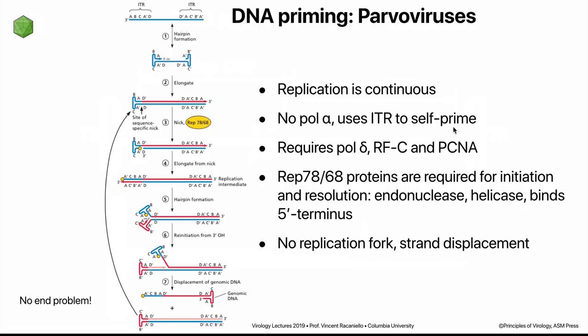It does need other proteins, including a delta polymerase and other cellular proteins. And as I said, the Rep78/68 are required for making that initial nick, recruiting the polymerase, and it's also an unwinding protein. So there's no replication fork. Replication is by strand displacement, and the genome primes itself. So that's a very clever solution to the 5' end problem.